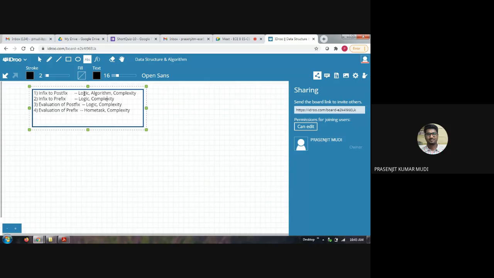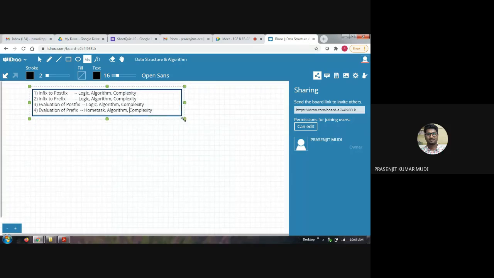Four topics. Algorithm, also it's algorithm, and this algorithm. So these are our agenda, what we have to study, out of which we have only covered the logic. Earlier, what we understood before this was stack. This is a stack application.